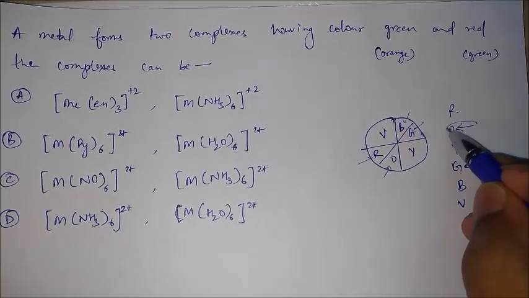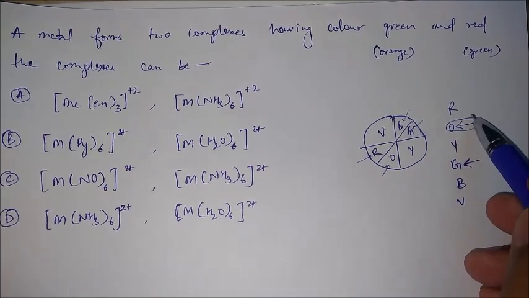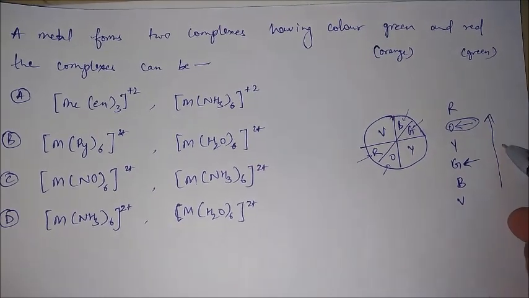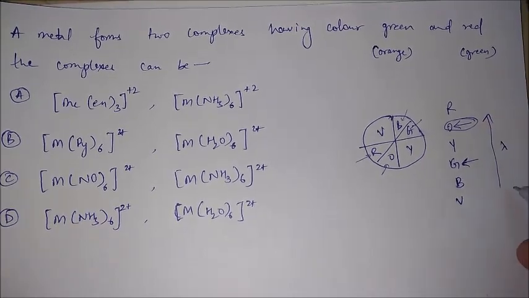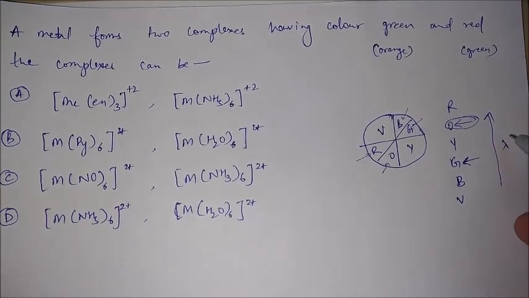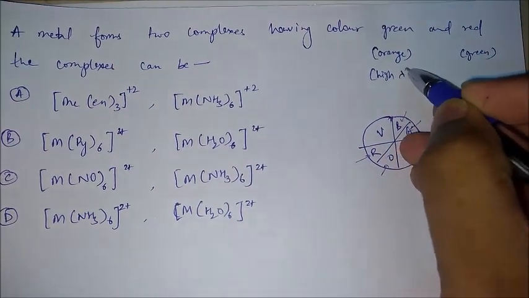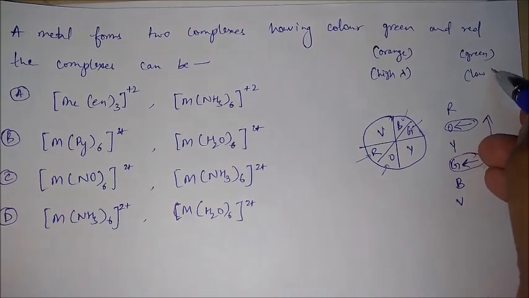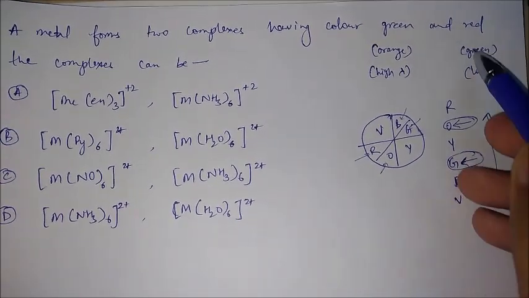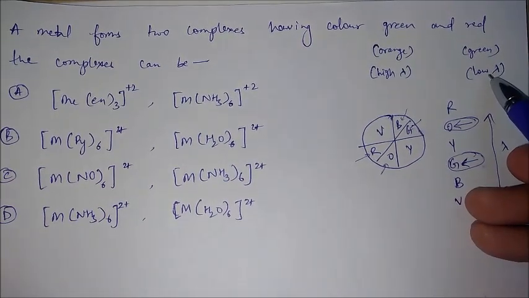So the first one is absorbing over here. That means for this the wavelength is high. The wavelength is increasing as you go towards red. So orange has a high wavelength, and green has a low wavelength. So the wavelength of absorption for this is high, and for this the wavelength of absorption is low.